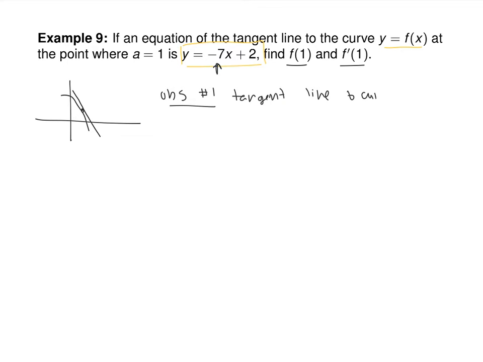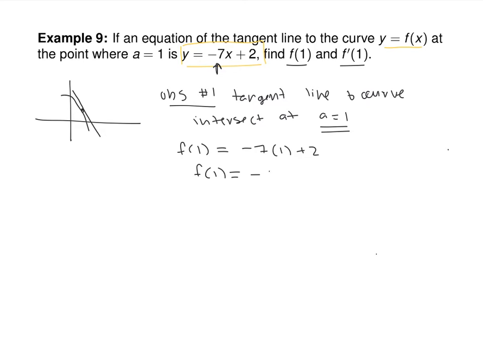and curve intersect at A equals 1. Does that make sense? The tangent line and the curve go through the same point. So how could you find the y value on the curve then? Plug in 1. So f of 1 is the same thing as negative 7 times 1 plus 2. So f of 1 is negative 5.